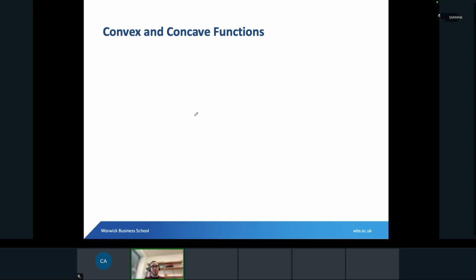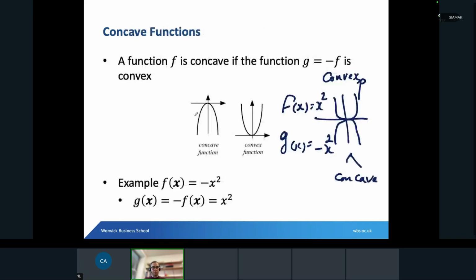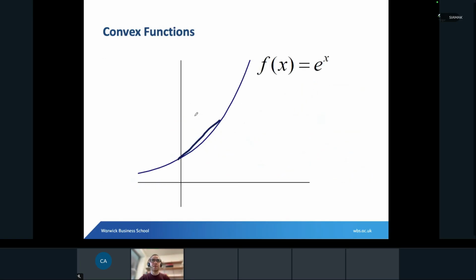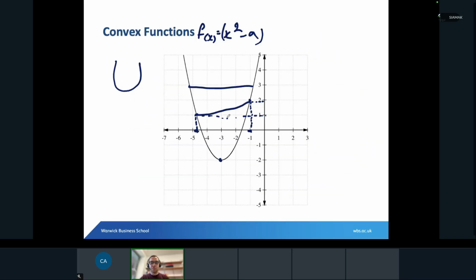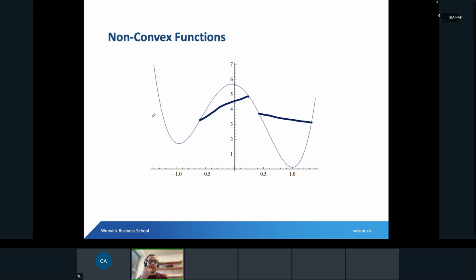Now, if I go back, this one was convex, right? How about this one? Is it concave now? At this point, we hadn't talked about concave functions. That's why I didn't ask, and I just called it non-convex. Is it a concave function?